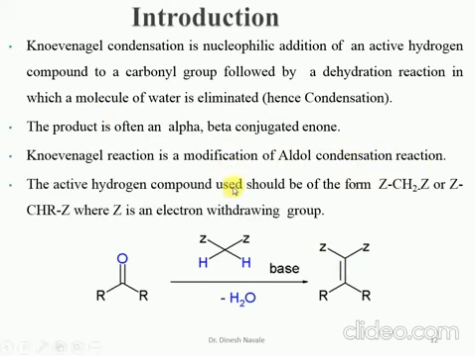The active hydrogen compound used should be ZCH2Z. That means both the Z groups will be electron withdrawing groups, making this CH2 the active methylene compound. And this is the general representation. This is the active methylene group where Z is the electron withdrawing group, making this carbon's proton acidic, and it can easily give the condensation reaction with loss of a water molecule, and we are going to get the formation of the alpha beta unsaturated enone molecule.